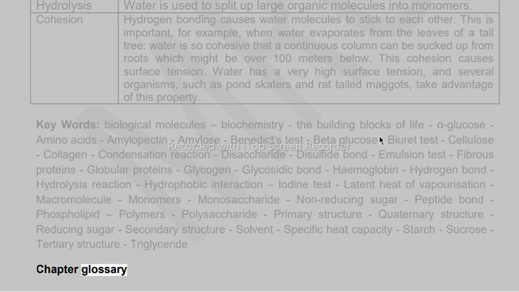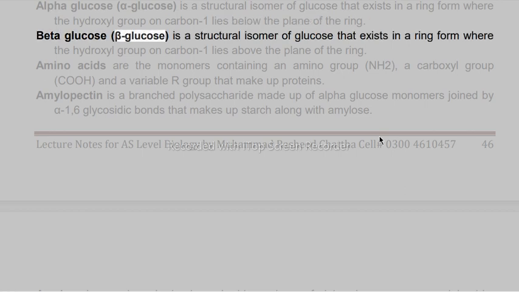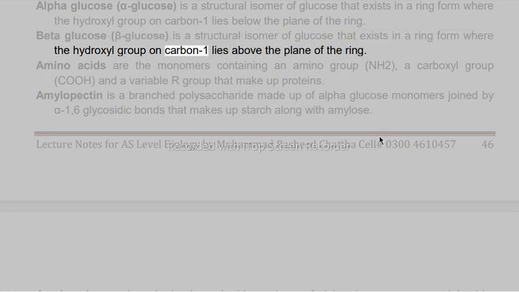Chapter Glossary. Alpha-glucose is a structural isomer of glucose that exists in a ring form where the hydroxyl group on carbon-1 lies below the plane of the ring. Beta-glucose is a structural isomer of glucose that exists in a ring form where the hydroxyl group on carbon-1 lies above the plane of the ring.